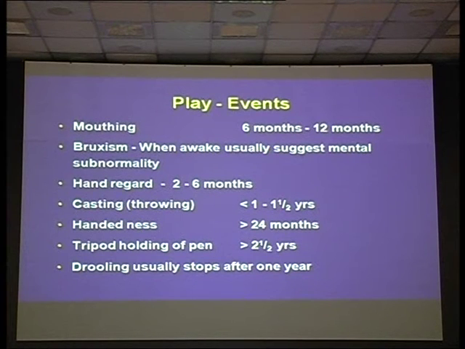Tripod way of holding a pen. When you take the pen, you hold it like this. This is called the tripod way of holding a pen. That occurs only at 2.5 to 3 years. Earlier, they used to hold the pen like this only. Then drooling. When does the drooling stop?